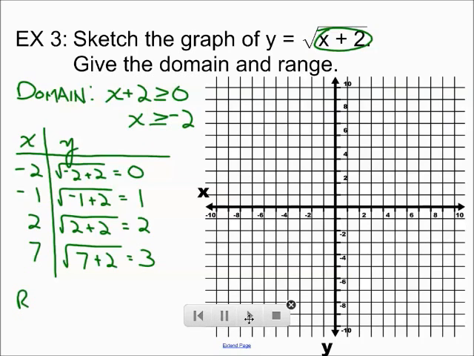So our range is, you can tell by the outputs here, all values of y greater than or equal to 0. Let's plot our points: -2, 0, -1, 1, 2, 2, and 7, 3. And that curve is our graph of all the ordered pairs that work in this function.